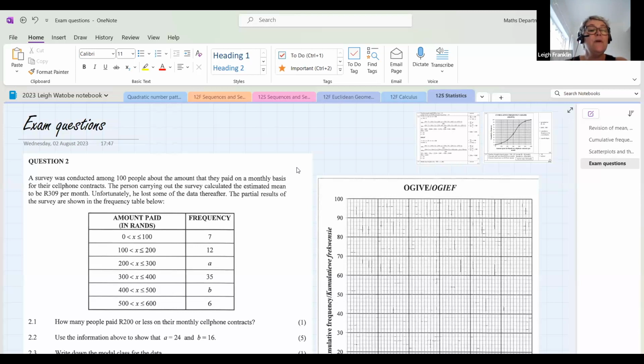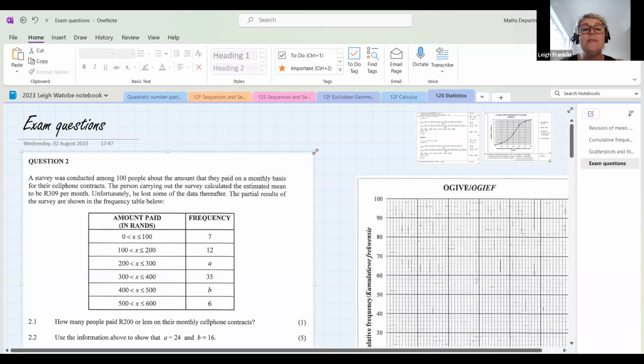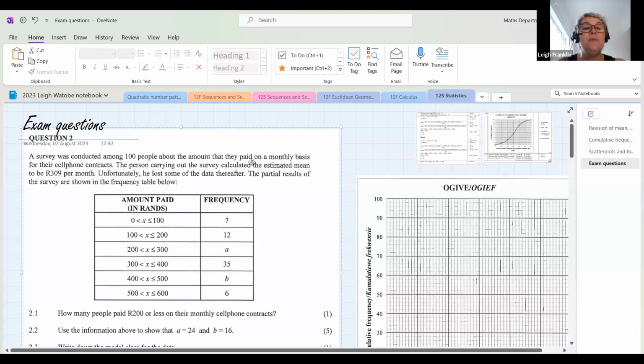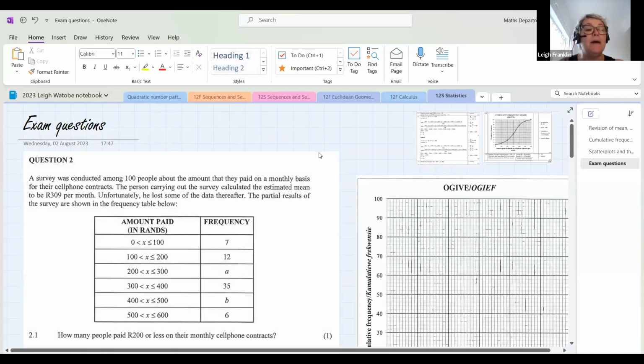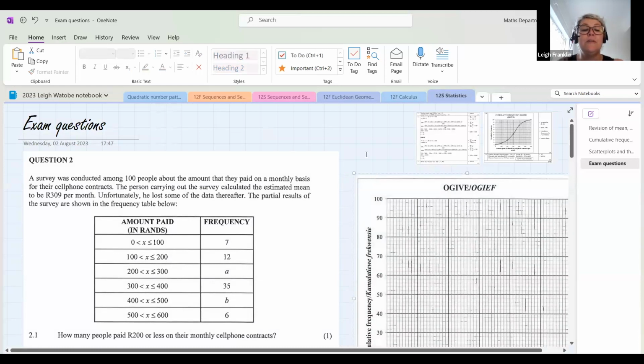It says to us, a survey was conducted among 100 people about the amount that they paid on a monthly basis for their cell phone contracts. The person carrying out the survey calculated the estimated mean to be 309 Rand per month. Unfortunately, he lost some of the data thereafter. The partial results of the survey are shown in the table below.